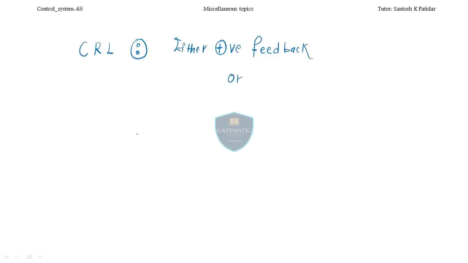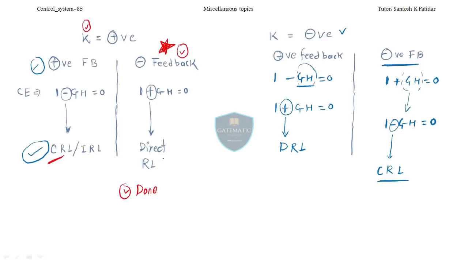or you have a negative K value. Okay friends, this is "or", I am not using an "and" sign here. Any one of them, not both. If both are there simultaneously, then this is the direct root locus. So this is a very important point.